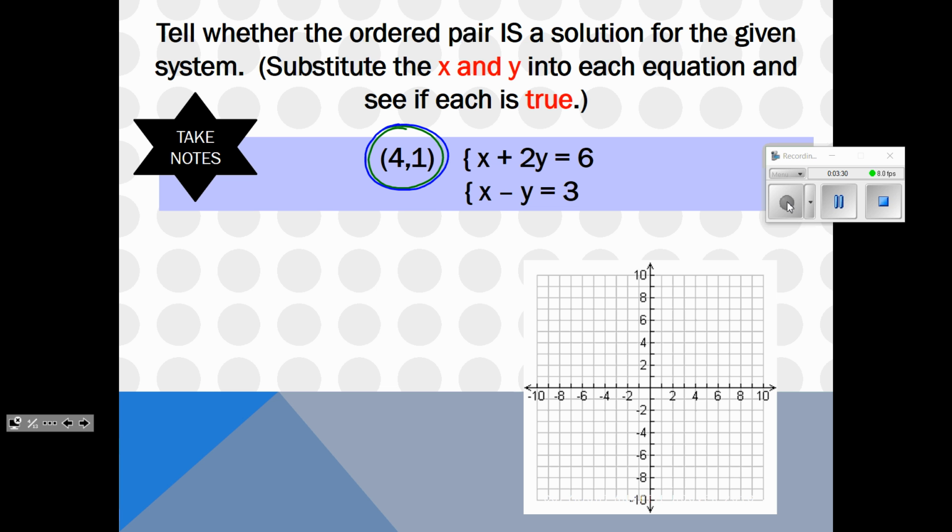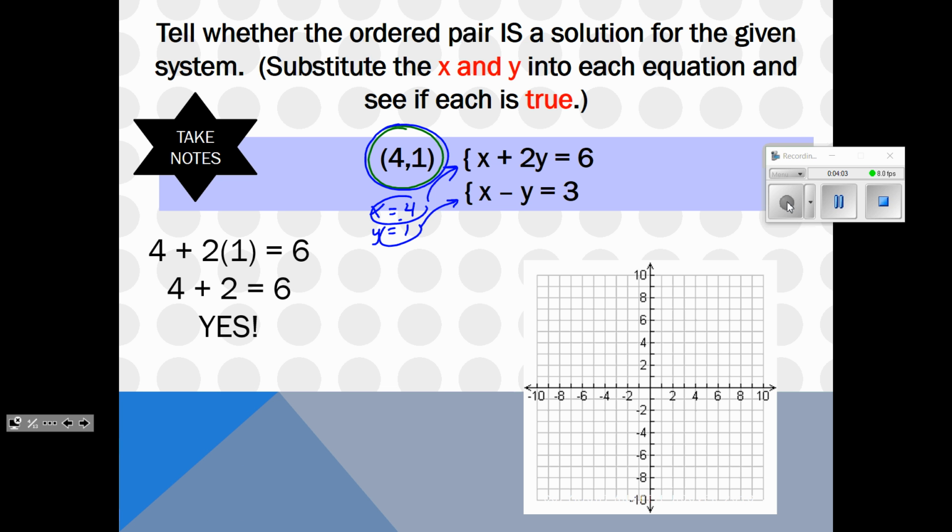To do it mathematically, we're going to take both equations. Since (4, 1) is our ordered pair, that means x is equal to 4 and y is equal to 1, and we're just going to plug those numbers into the equations and see if the equations are true. So the first one, if we plug in 4 for x, that would be 4 plus 2 times 1, because we're plugging in 1 for y, equals 6. Of course, 2 times 1 is 2. 4 plus 2 is 6, so that checks. That says yes, that could be a solution, but it has to be true for both of them.